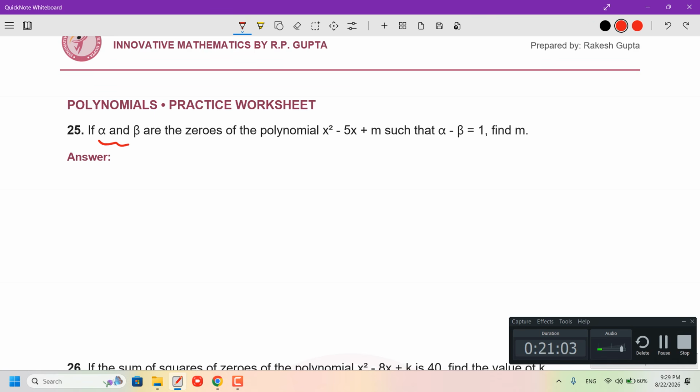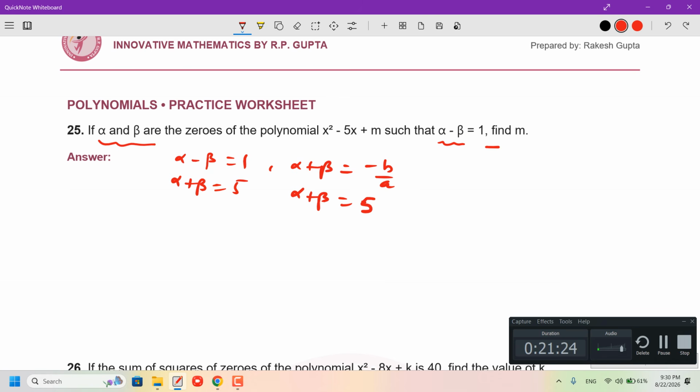Okay, alpha and beta are the zeros of the polynomial such that alpha minus beta equals 1. So this is a very easy question. Alpha minus beta equals 1 and alpha plus beta equals minus b by a. So alpha plus beta equals minus minus 5, that is plus 5. So write down alpha plus beta equals 5 and eliminate, this cancels. 2 alpha equals 6, so alpha equals 3.